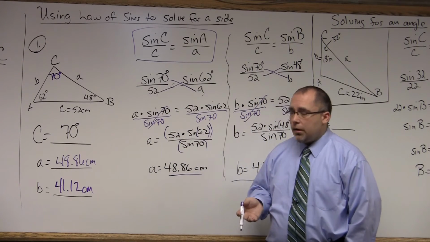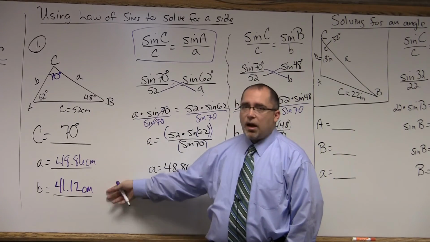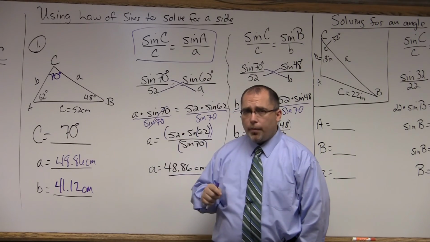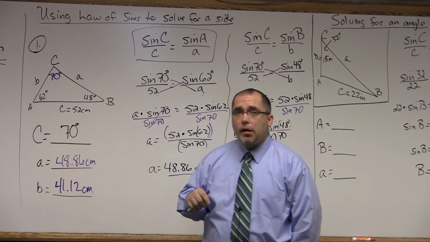So basically we used the law of sines to solve for two sides that were unknown in an oblique triangle. In the next video we're going to look at how to use the law of sines to solve for an angle.